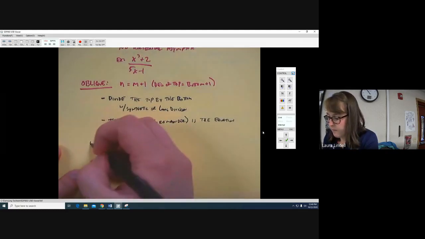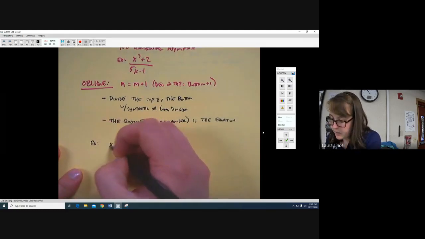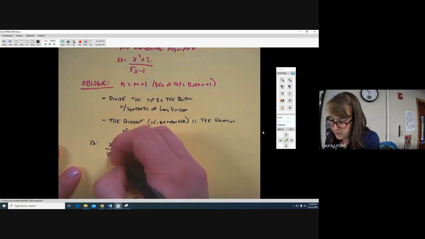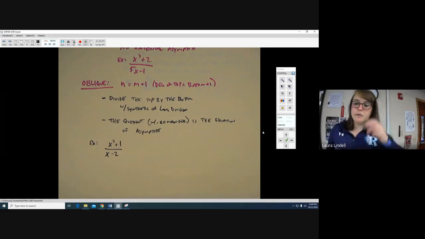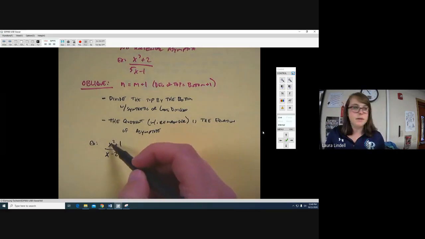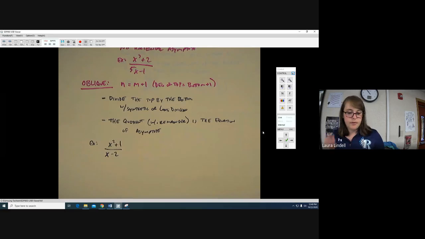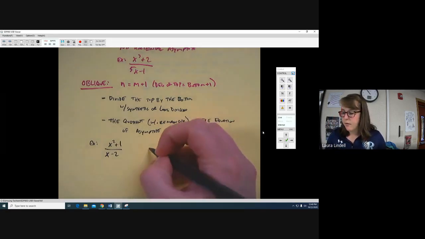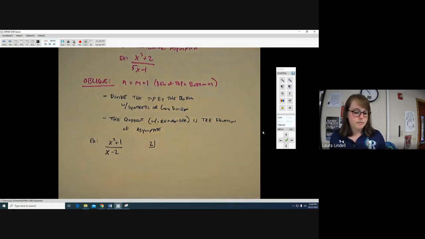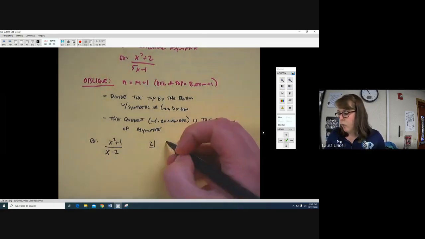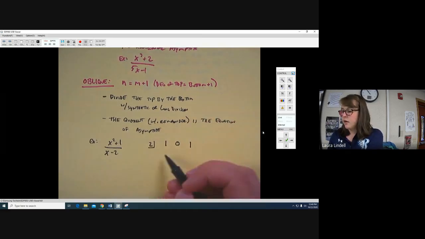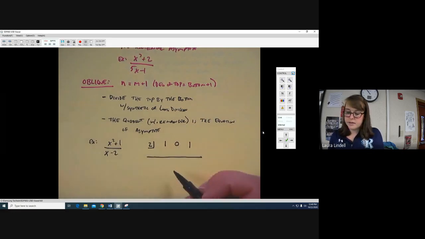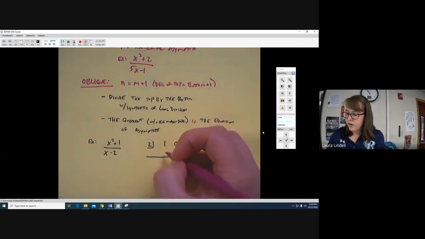So for example, if we have (x^2 + 1)/(x - 2), this will be a case where we have an oblique asymptote because the degree of the top is 2 and the degree of the bottom is 1. So I'm going to divide these using synthetic division. So I would put a 2 in the box. And then I have 1x squared plus 0x plus 1. Don't forget the placeholder for the 0x. And then we drop down the 1.